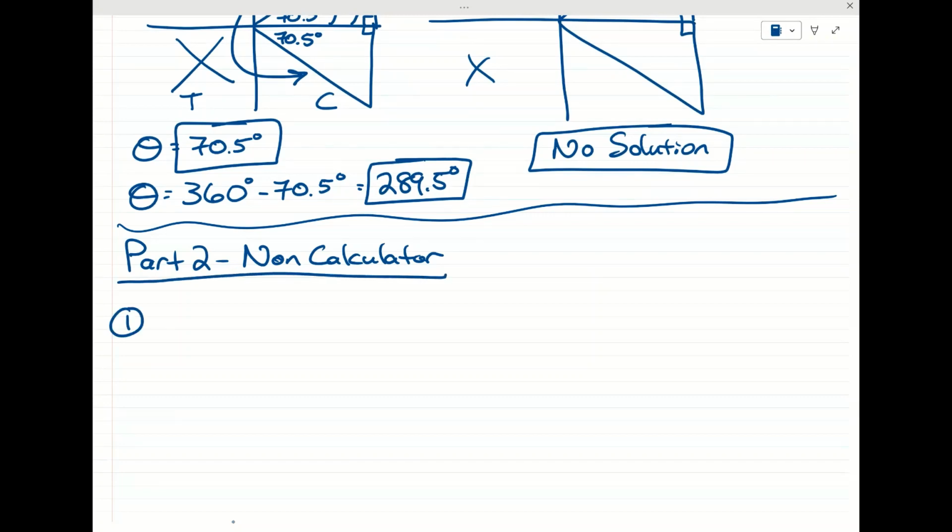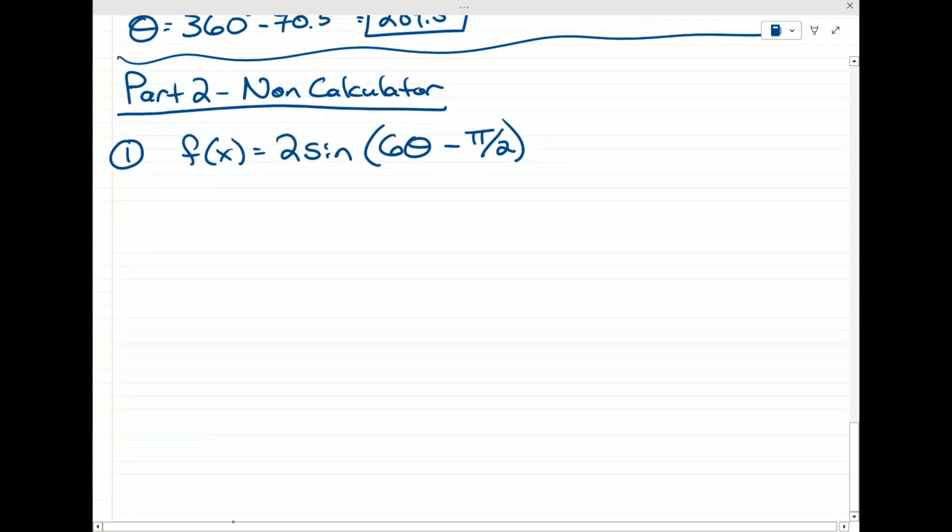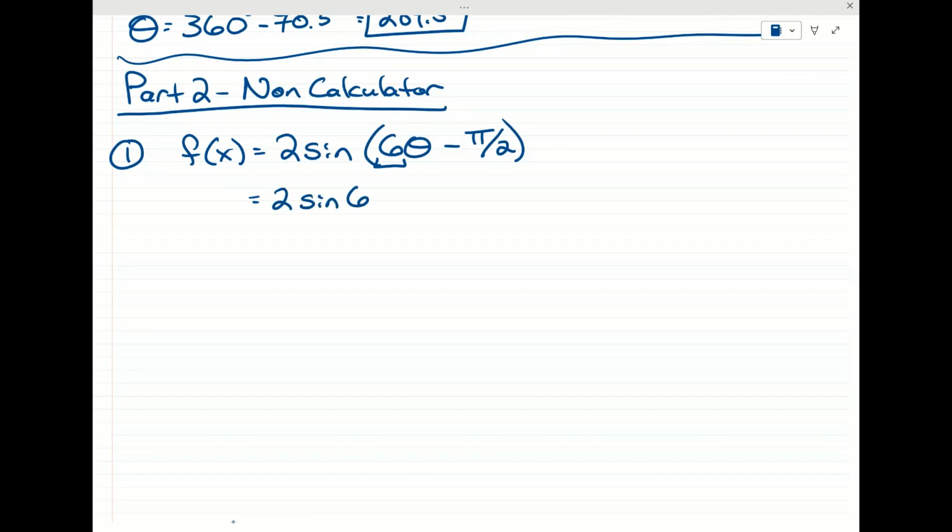And the first problem in the non-calculator section says f of x is equal to 2 times the sine of 6 theta minus pi over 2. And it'll ask you a few of the things we talked about when we're graphing. Before we even start anything, we should factor out this 6. So this just turns into 2 times the sine of 6 times theta minus pi over 12.